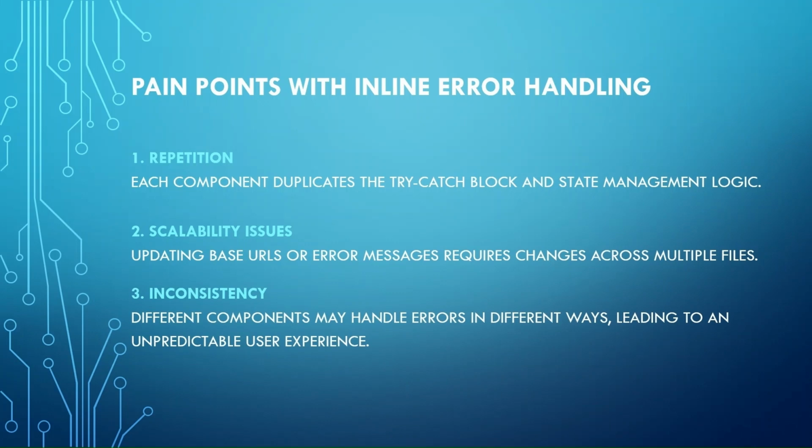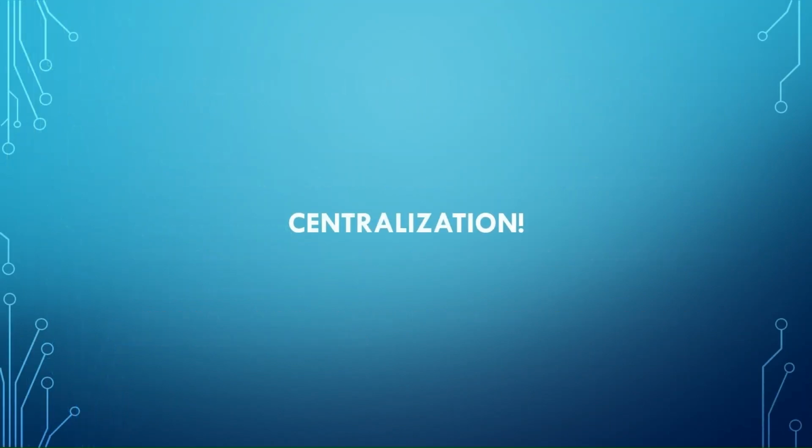So, what's the solution? Centralization. By centralizing these concerns, we can simplify the code, reduce duplication, and ensure consistency across the app. So let's start by leveraging Axios to centralize our API logic.